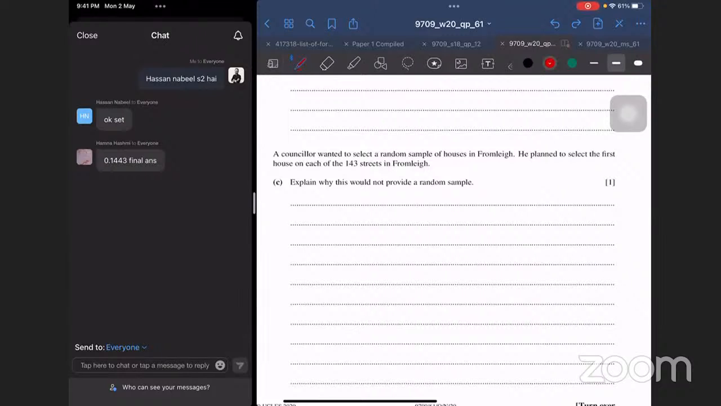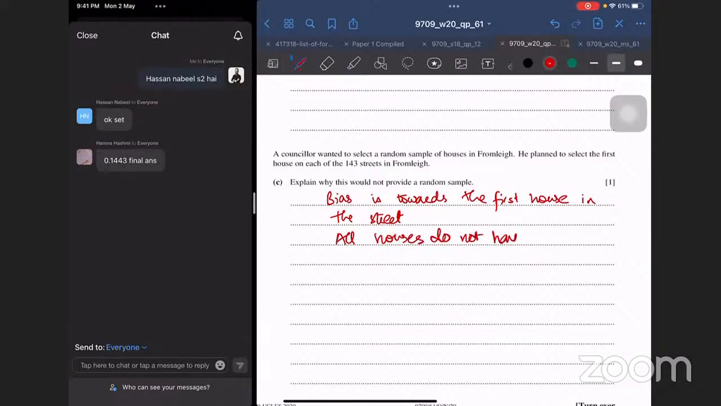Whenever you are indicating that something is not random, you should indicate where the bias is coming from. And in this case, the bias is towards the first house in the street. Okay. All houses do not have an equal chance of being selected.